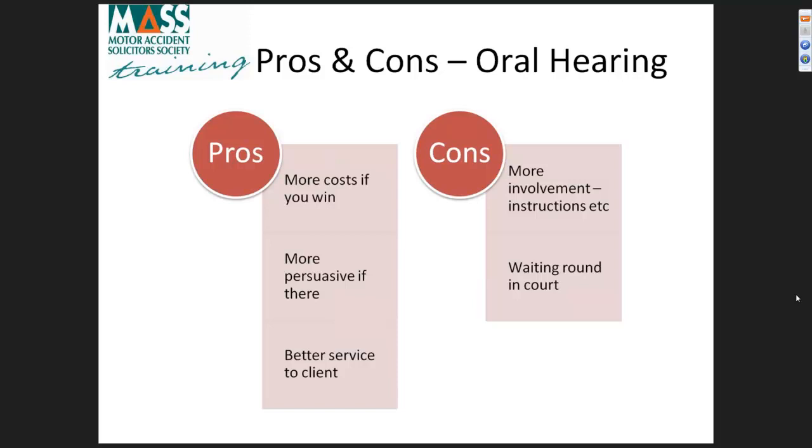Dead hard. The pros are almost the reverse of the cons on the last one. More costs if you win. Okay, but I think far more importantly to me is the bottom one. I think this is a much, much better service to your client.